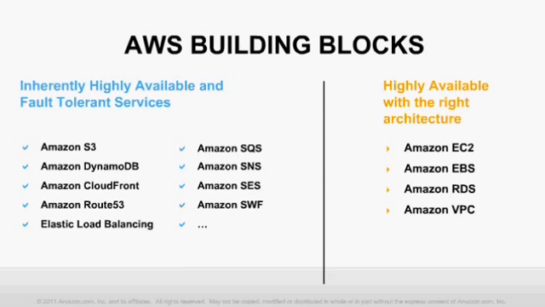We also have other services that are highly available with the correct architecture. So services like Amazon EC2, our Elastic Block Storage, our Relational Database Service, and our Virtual Private Cloud, if you deploy these services in the correct architectures, you can make them highly available. But on their own, each one of those typically are built and deployed in a single availability zone or single data center. So we'll talk about the right architectures and how to deploy a correct architecture using these services to make them highly available.